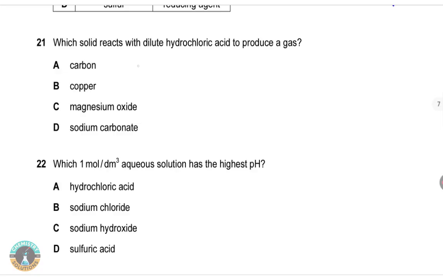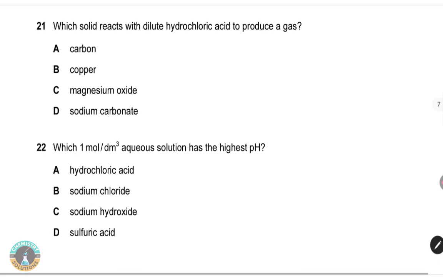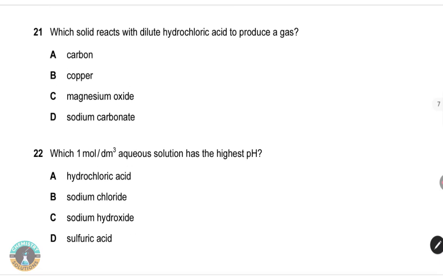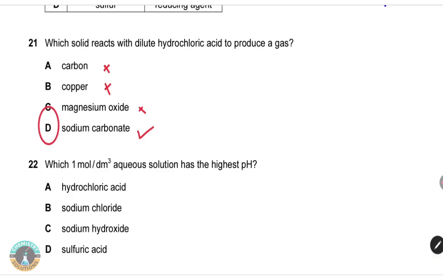Copper is least reactive. Carbon is a non-metal, it does not react with dilute hydrochloric acid to produce gas, so it will not react. Copper is least reactive. Magnesium oxide will form salt and water. This is not correct. Sodium carbonate reacts with HCl to produce a gas, that is carbon dioxide gas. So the correct option is D.